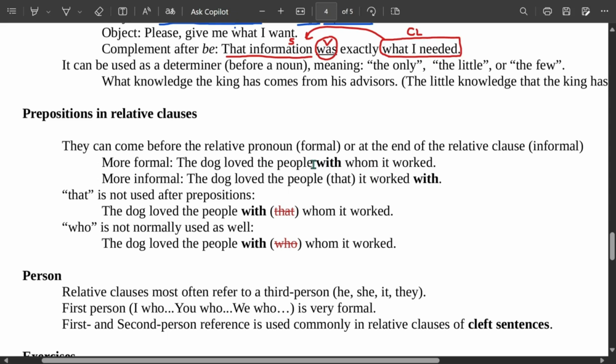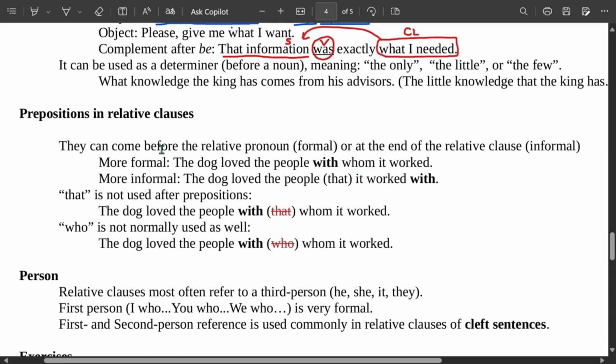See? The dog loved the people with whom it worked. Yes, it worked with the people. You cannot say worked at or worked in the people or something. So they can come before or at the end.